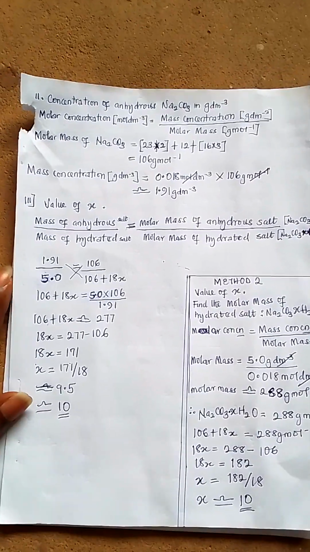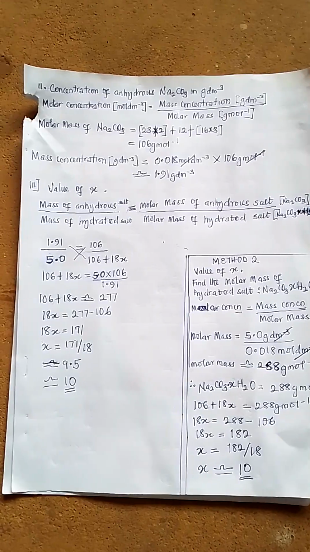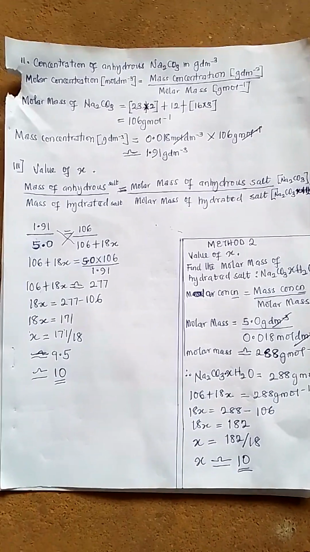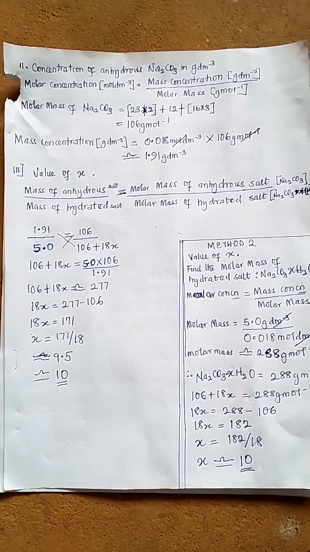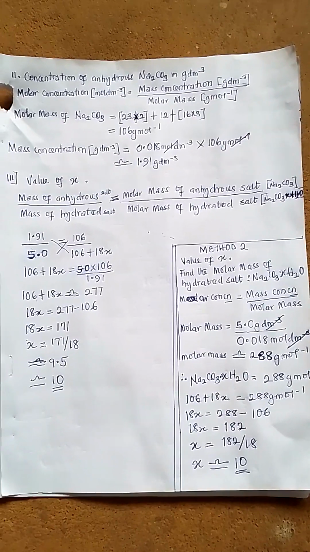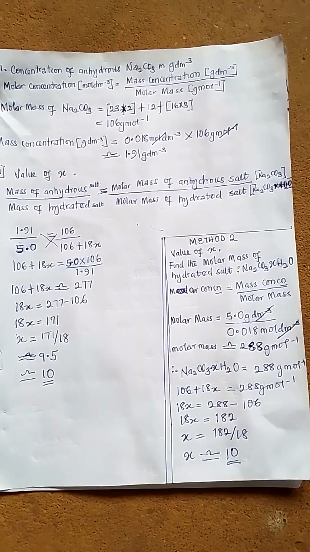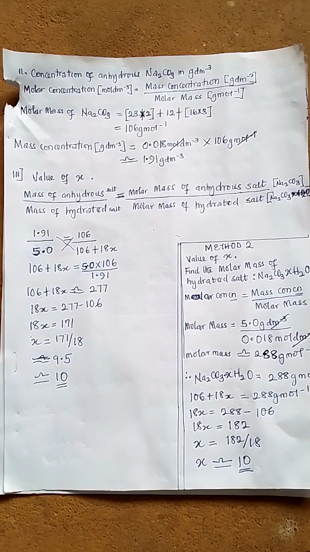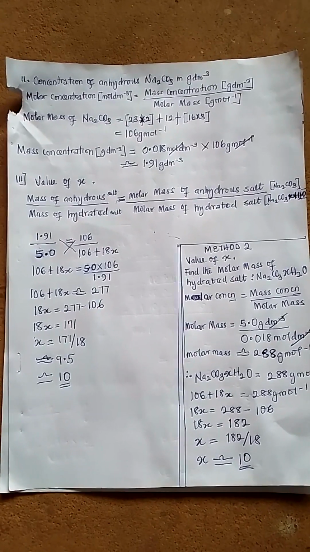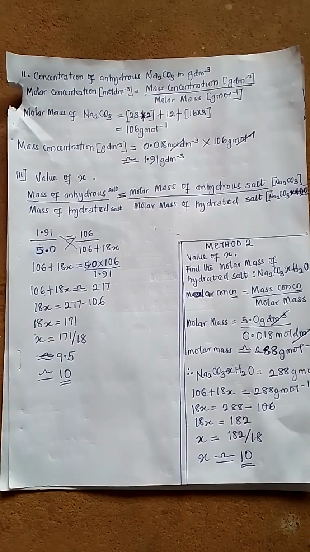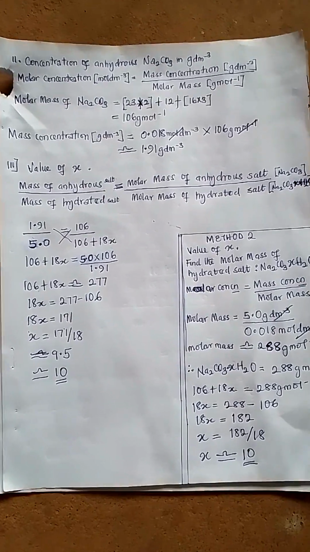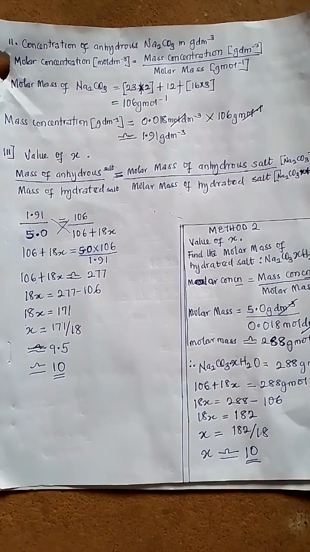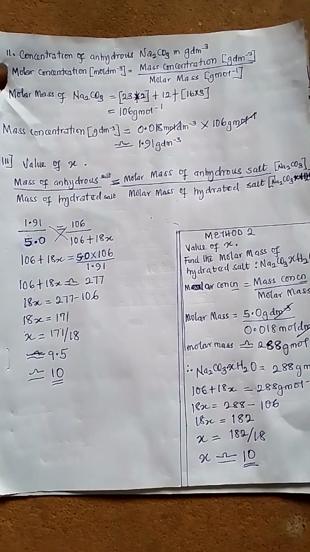Question number 2 says we should calculate the concentration of sodium carbonate again in gram per dm cube, that is the mass concentration. To calculate this, you use the second formula, which is molar concentration in mole per dm cube, that's C, equal to mass concentration divided by molar mass, which is in gram per mole. The first thing is to calculate the molar mass of anhydrous sodium carbonate, which is sodium 23 multiplied by 2, plus the carbon, which is 12, plus the oxygen, which is 16 multiplied by 3. When you add everything, you will get 106 gram per mole.